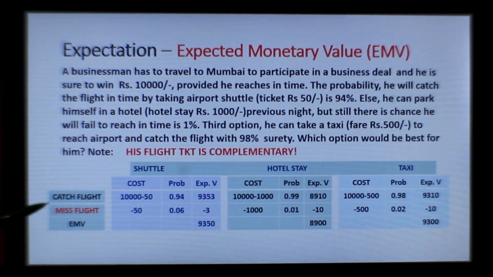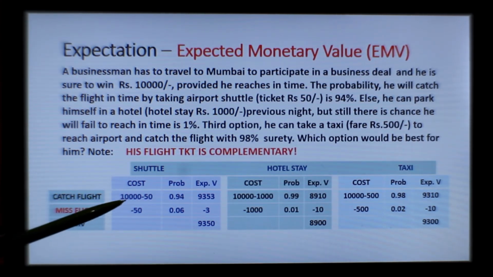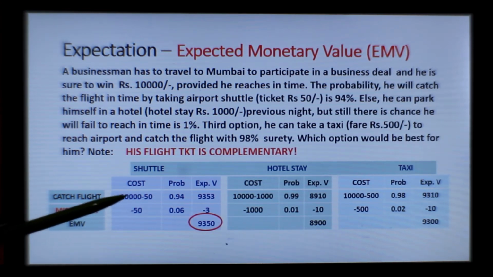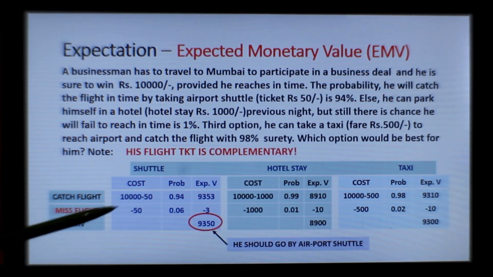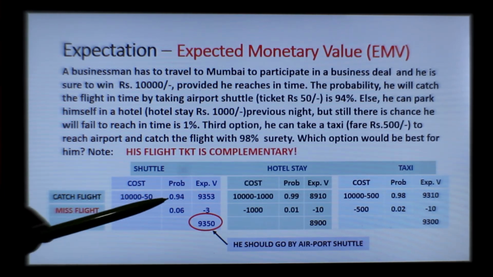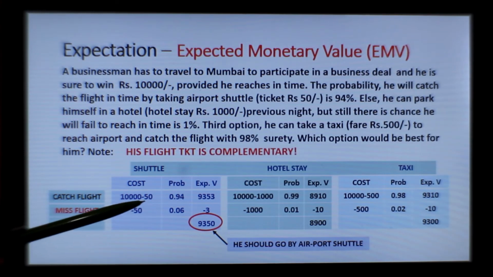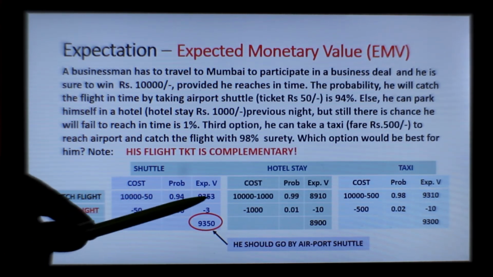Now the possibilities are catching the flight or missing the flight. If he takes the airport shuttle, his cost of reaching the place is 10,000 minus 50, and that is his monetary gain, and the probability of success is 0.94. Therefore his expected value is the multiplication of this, and this will give you this.